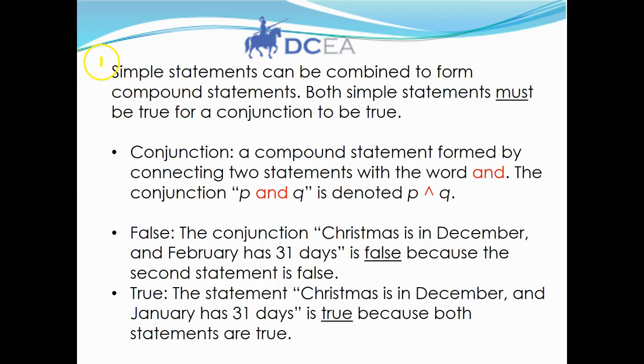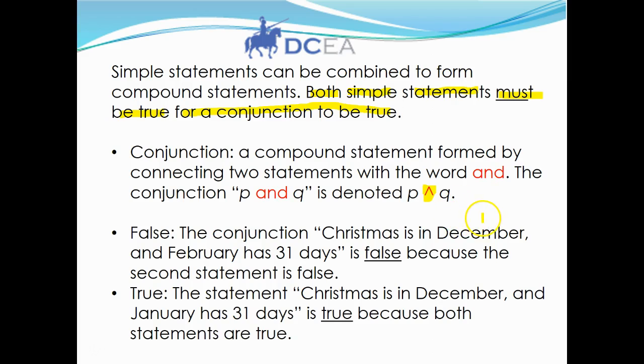Simple statements can be combined to form compound statements. Both of the simple statements must be true for a conjunction to be true. What's a conjunction? A conjunction is a compound statement formed by connecting 2 statements with the word and. The conjunction P and Q is denoted by the caret symbol. So this reads P and Q. You've learned about conjunctions before in English and in math.